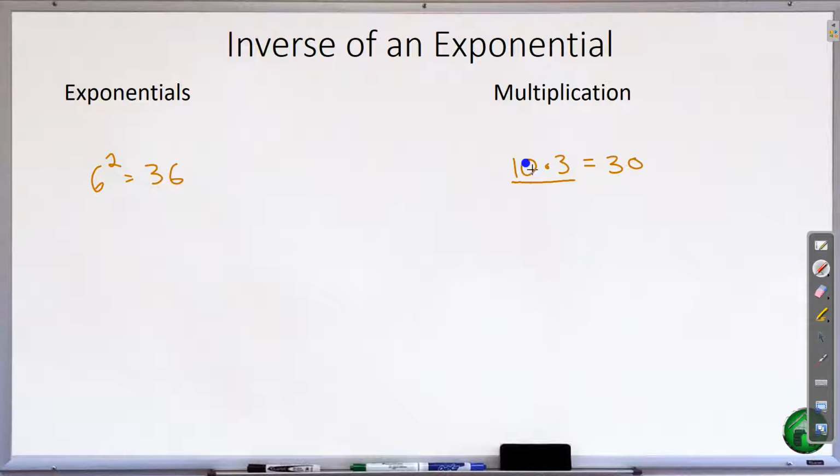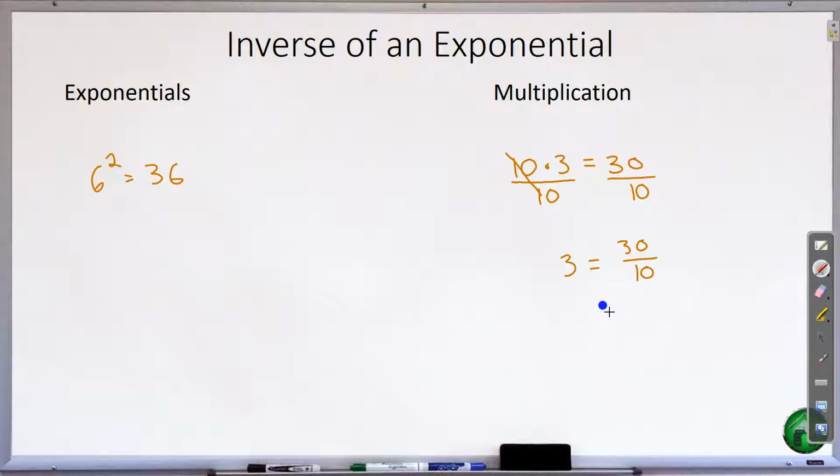And, well, what am I going to do with this bar? Well, I want to get rid of the 10, so I'm going to bar 10. And I'm going to say that this bar gets rid of the 10. But of course, if I bar one side, I have to bar the other. And if I have to bar 10 one side, I got to bar 10 the other. So now I have this interesting statement that says 3 is equal to 30 bar 10. And I have just invented the first division statement.